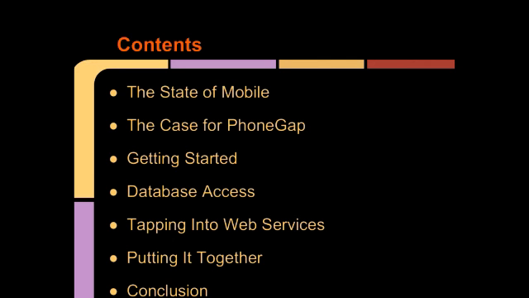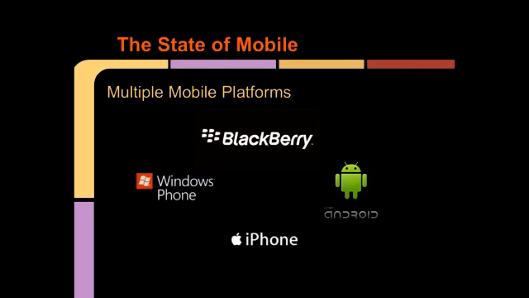So this is kind of what we'll be covering today. This is our contents. So first, the state of mobile, the case for PhoneGap, getting started. So how, if you actually want to get involved in this, how to do so moving forward. And then some specific examples, database access, tapping into web services, and kind of putting it all together. And then eventually with a conclusion. I'd encourage you to kind of jot down notes, any questions you have, and just hold those to the end, if you would, please.